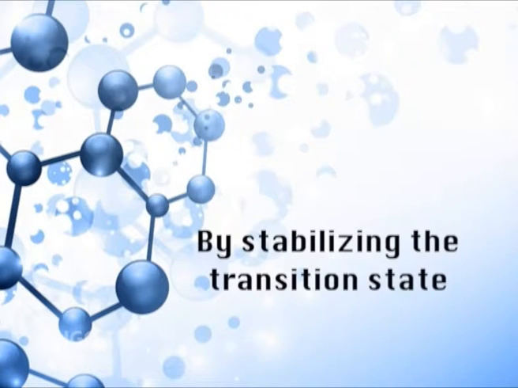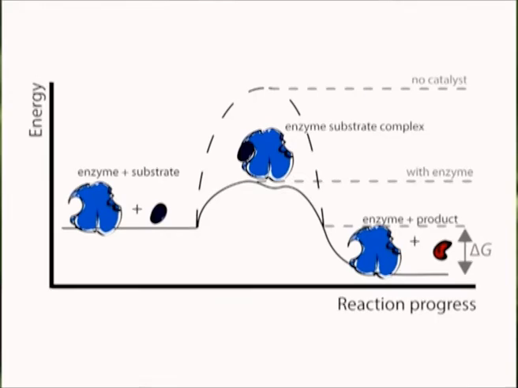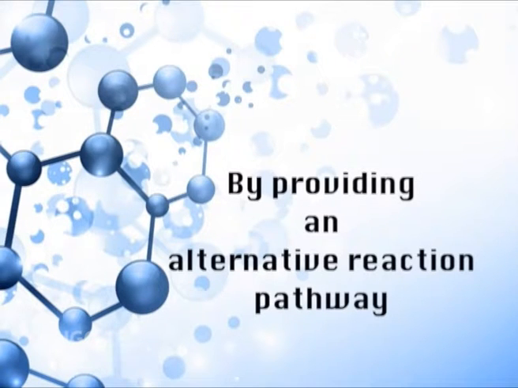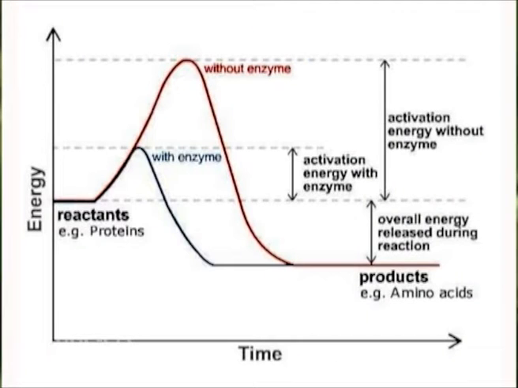Enzymes can accelerate reactions in several ways, all of which lower the activation energy. By stabilizing the transition state, it creates an environment with a charge distribution complementary to that of the transition state, thus lowering its energy. By providing an alternative reaction pathway, it temporarily reacts with the substrate, forming a covalent intermediate to provide a lower energy transition state.